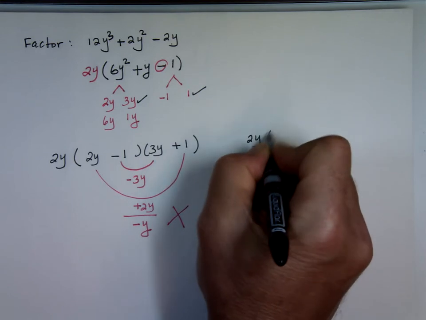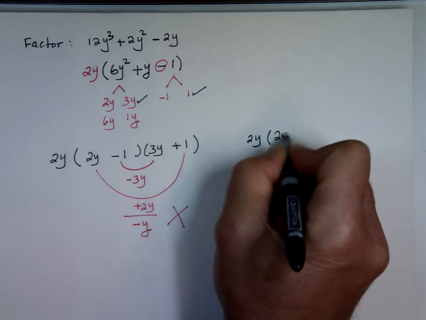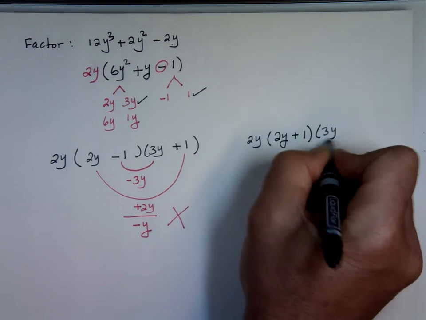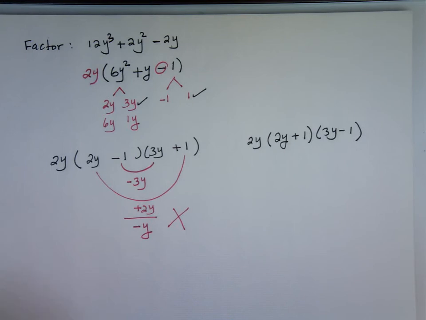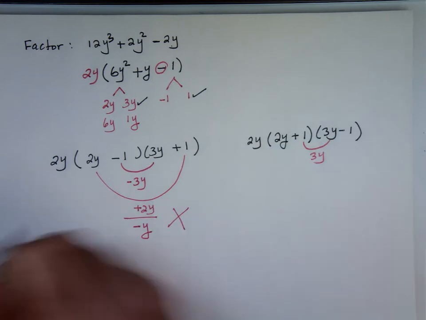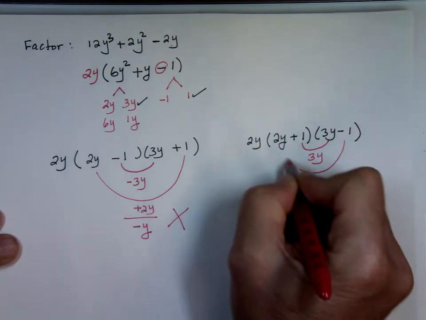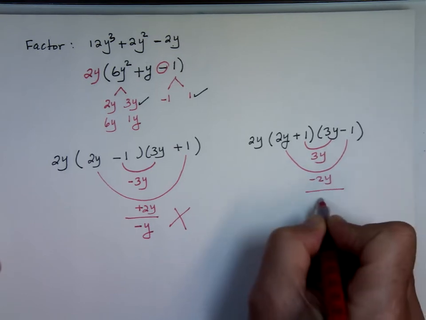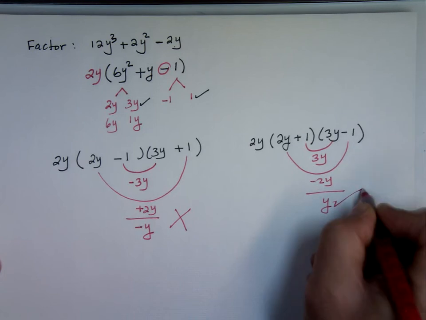So it's 2y plus 1, 3y minus 1. Let's check and see if we have the plus y. That's 3y. That's a negative 2y. When you add them, that's what? Positive y, and that's what you want it to be. Positive y.